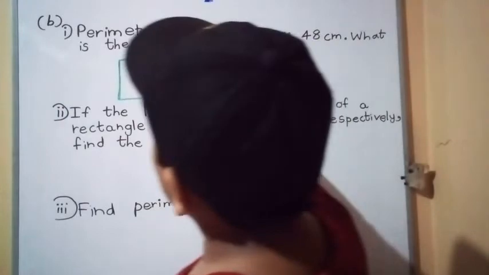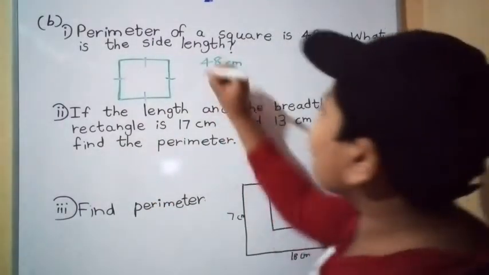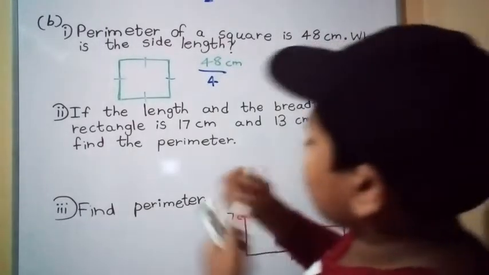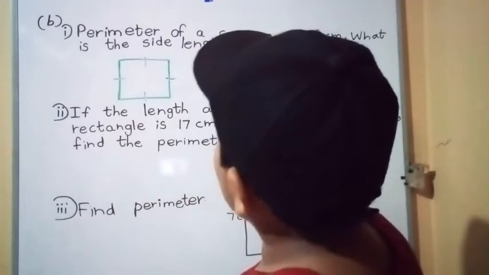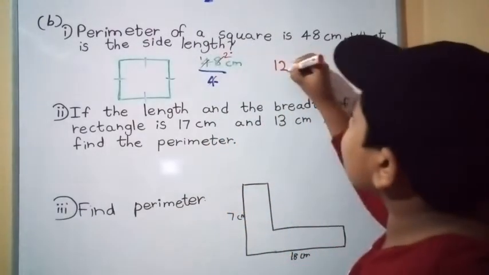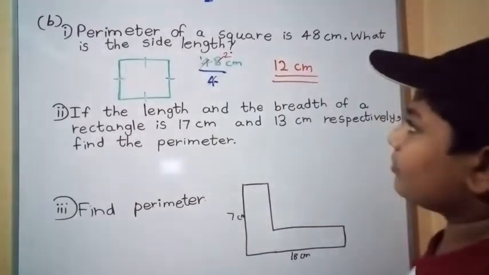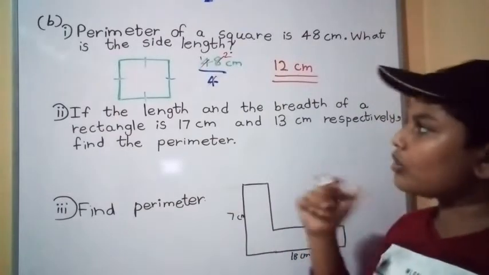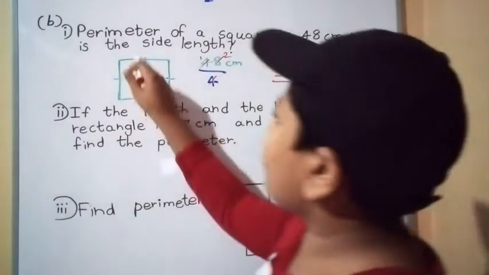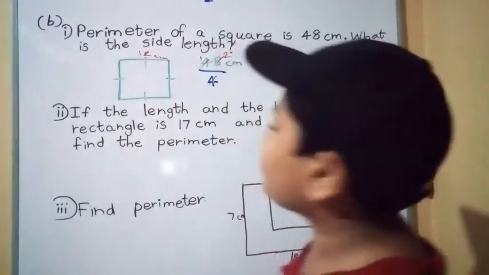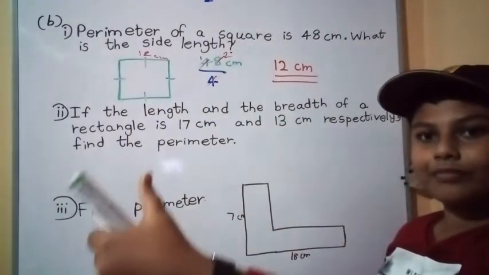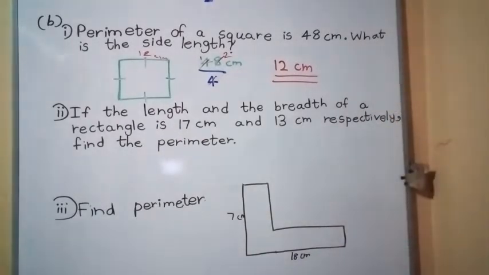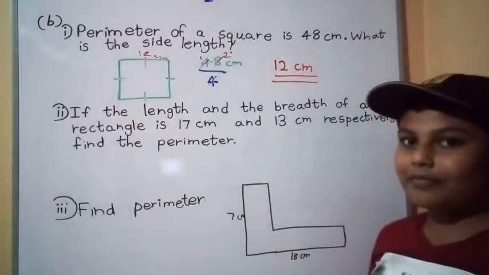You know there are 1, 2, 3, 4 sides. Now you want to divide this. Divide 48 by 4, and you have 12 centimeters. Right? Now that is a very easy one. You divide like this. Now one side is 12 centimeters. That is the side length, 12 centimeters.